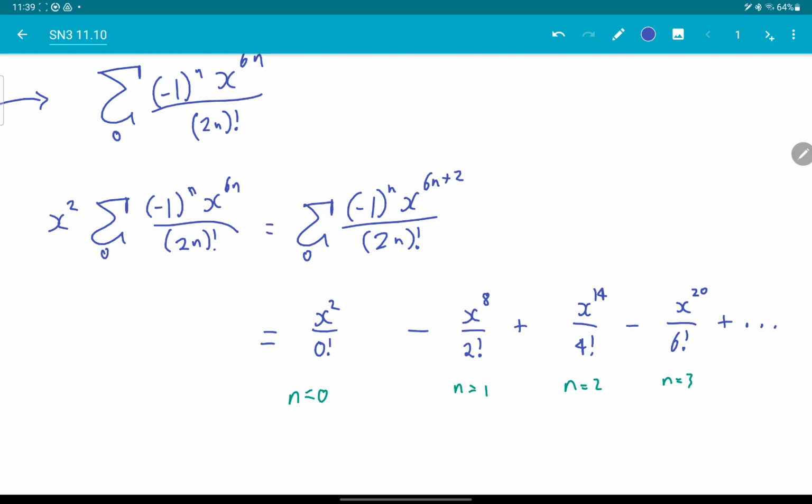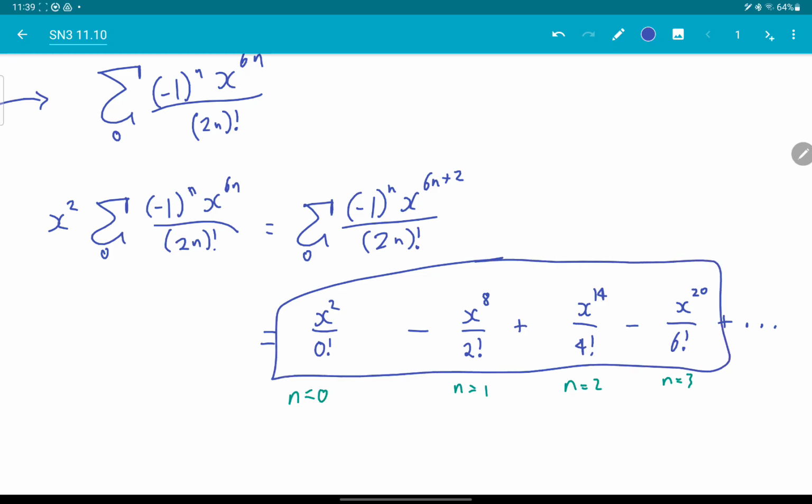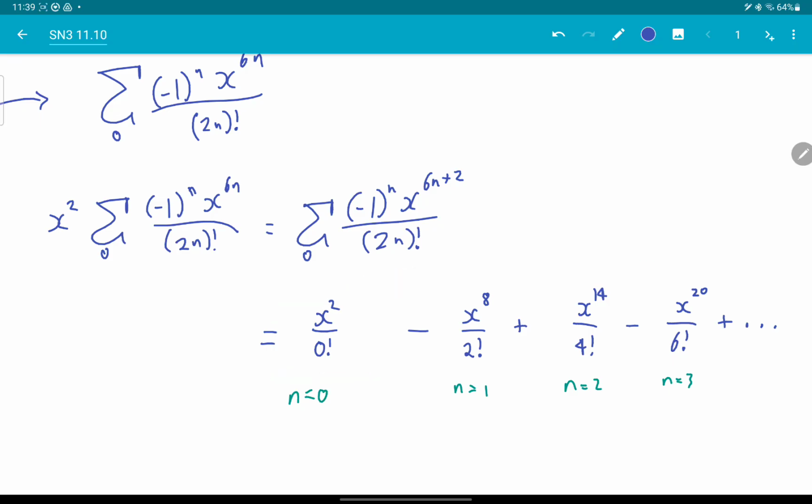So in general, if you're looking for the Maclaurin series, you should give this form here. It's called a closed form, nice and compact. But sometimes we may be interested in, say, writing down explicitly the first 4 terms or so.